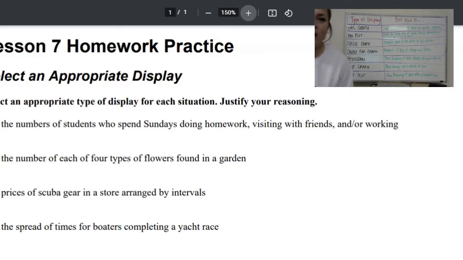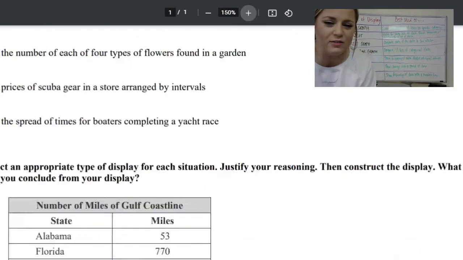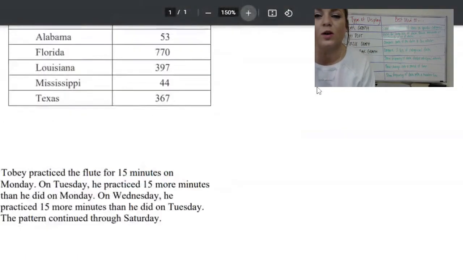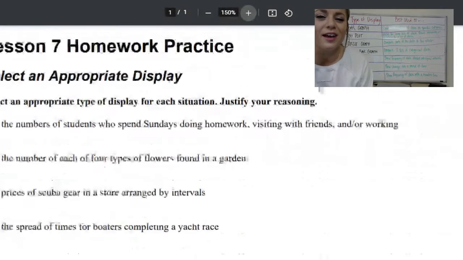We're just going to do these top four, because 5 and 6 want us to actually construct a graph, and they're not going to test you on that on the STAR test. You can't construct a graph, at least not at this point.